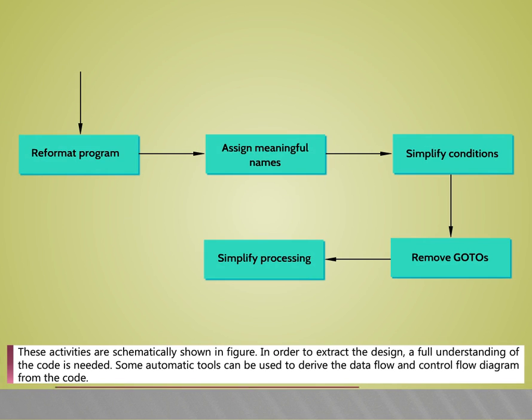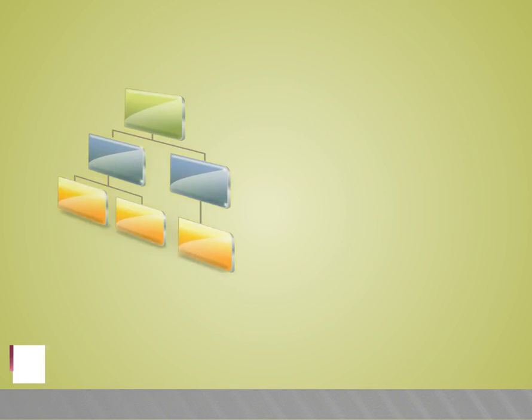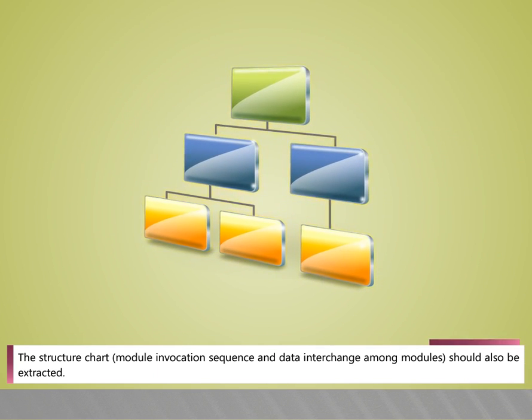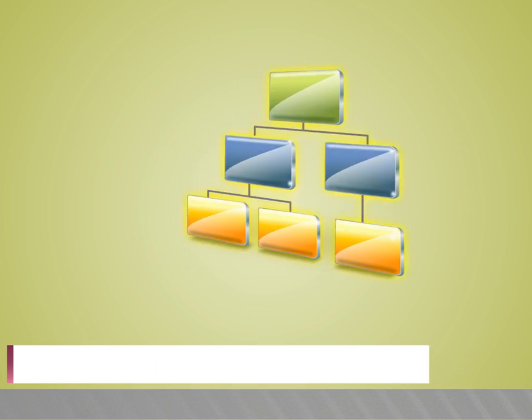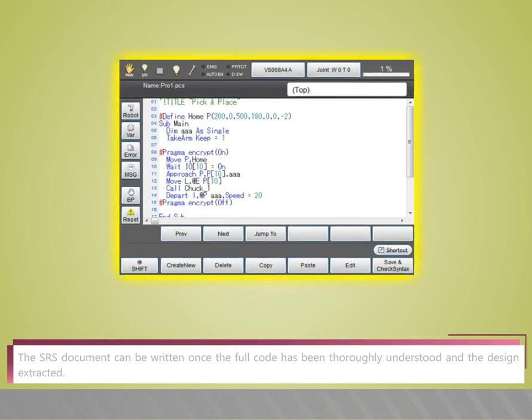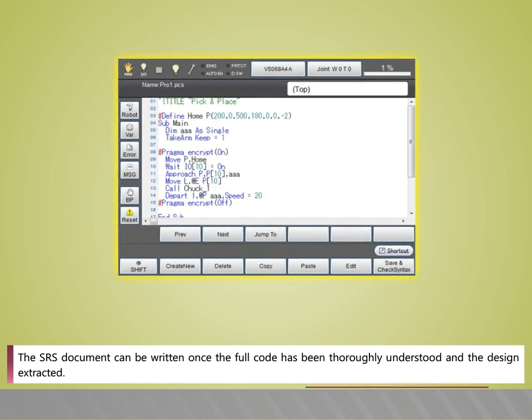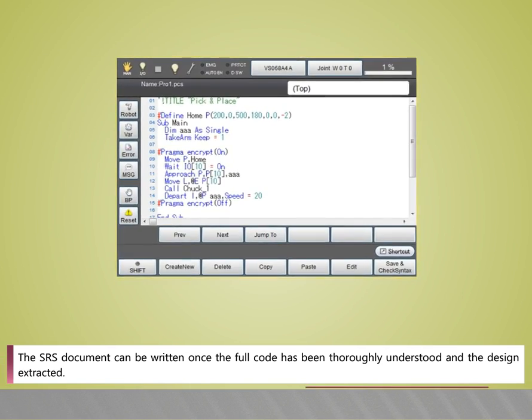In order to extract the design, a full understanding of the code is needed. Some automatic tools can be used to derive the data flow and control flow diagram from the code. The structured chart, module invocation sequence, and data interchange among modules should also be extracted. The SRS document can be written once the full code has been thoroughly understood and the design extracted.